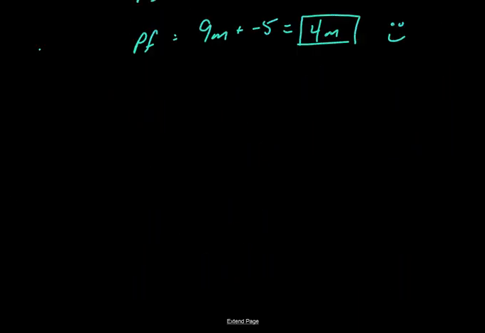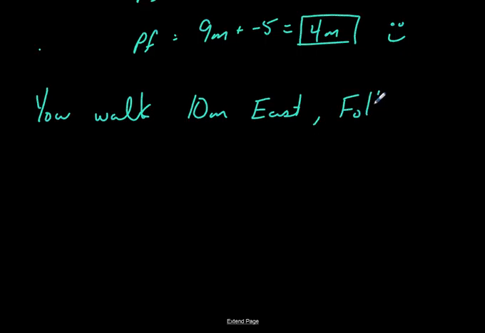All right, let's do one more example here. We'll do this without a number line at first. Okay, so you walk 10 meters east, followed by 7 meters west. Okay?